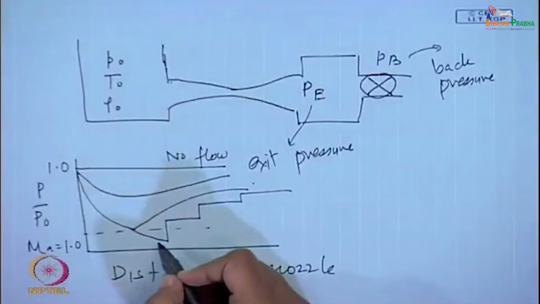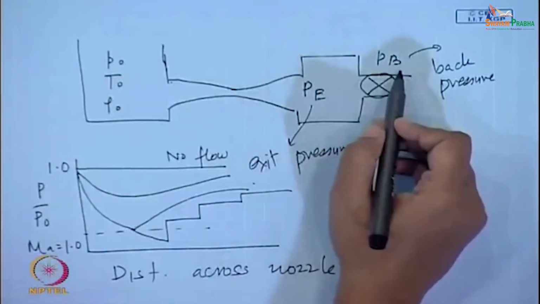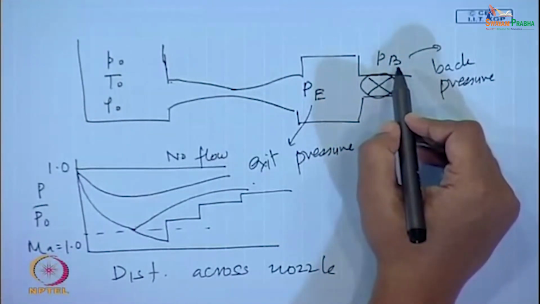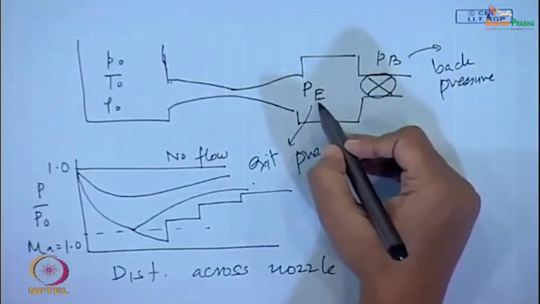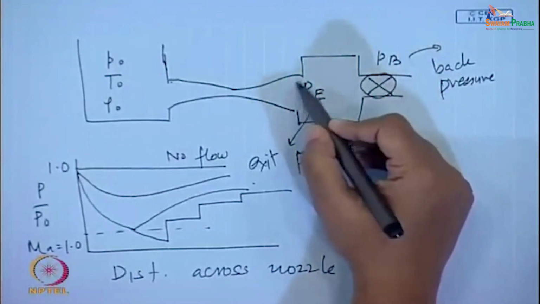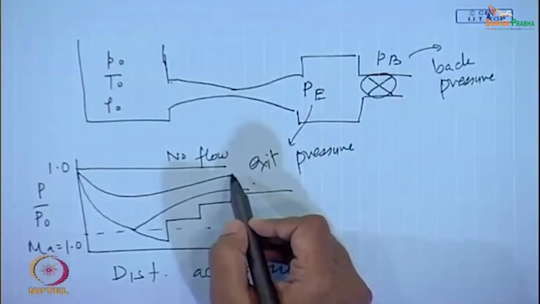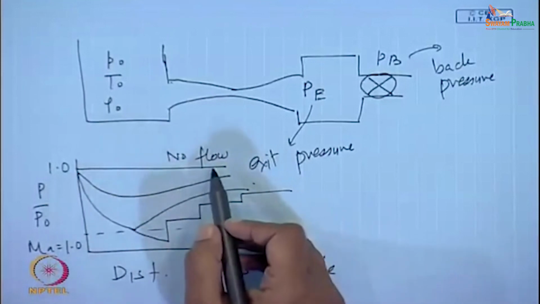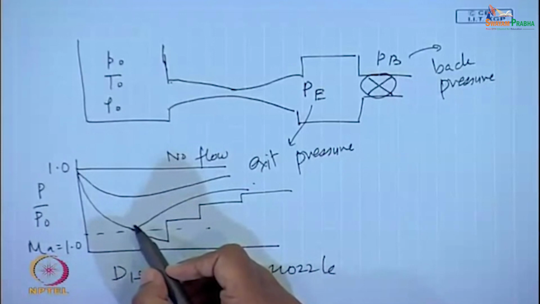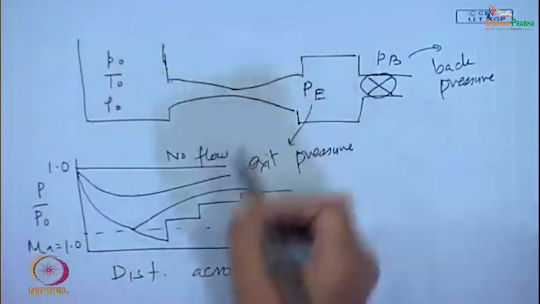So, the point is, initially there is no flow, when P b is closed, everywhere the pressure is constant. Gradually we open it, as we open it P b reduces, P e also reduces, but P e equals P b, so P is controlled by this valve, and we obtain the graph we had obtained in the previous case. This keeps on continuing till we get the maximum flow rate at Mach number equals 1. This is the maximum for the given stagnation conditions and the given nozzle design.